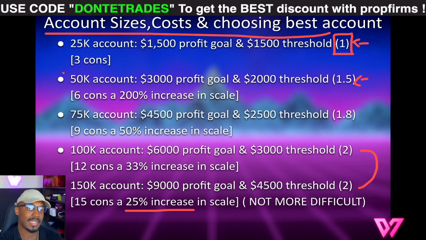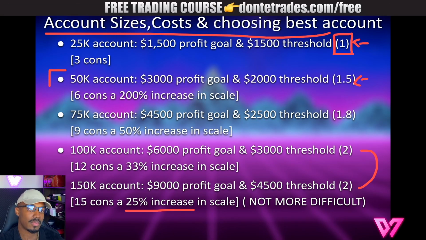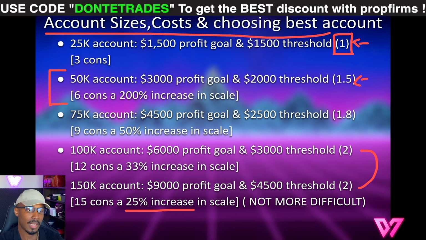And if you actually look at it here, the most valuable account is actually the 50K account, because you get a 50% increase in difficulty, but for that 50% increase in difficulty, you have a 200% increase in scale. The 75K is an okay account. For me, the 100K, I just wouldn't get it, because it doesn't make sense.